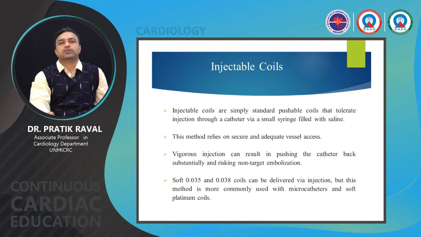Injectable coils are nothing but standard pushable coils that can tolerate the injection with a small syringe. To use this method, one has to ensure a proper and secure placement of the catheter in the vessel to be injected. Vigorous injection can sometimes result in catheter backing out and non-target embolization of the coil. Soft coils like 035 and 038 coils can also be delivered via the injection technique, but mainly this technique is used with small coils like 018 and 014 coils with the help of a microcatheter.